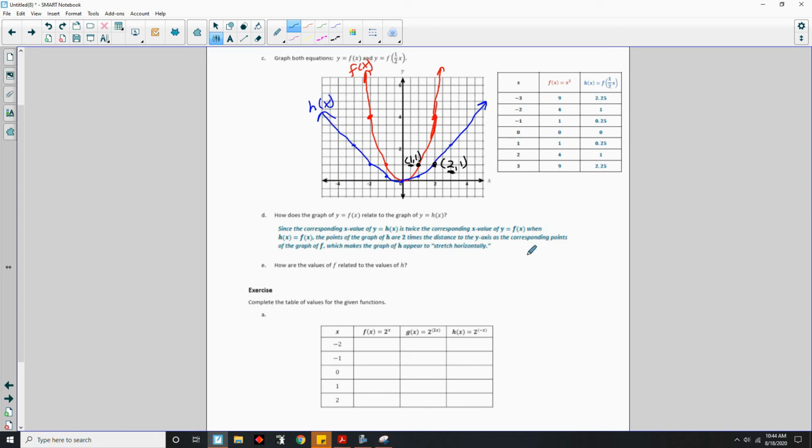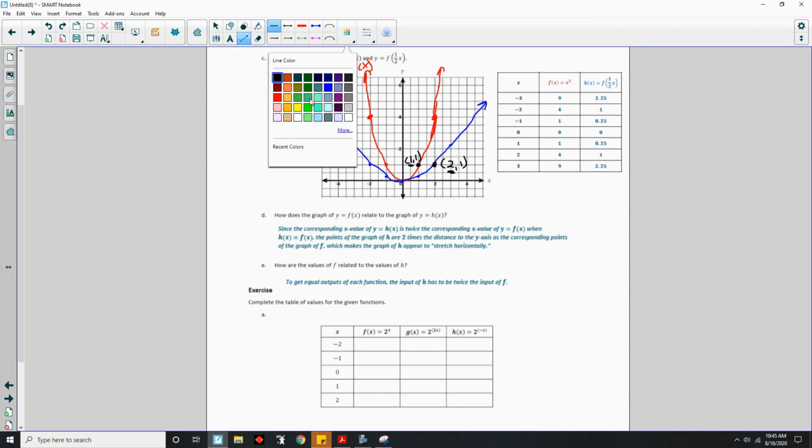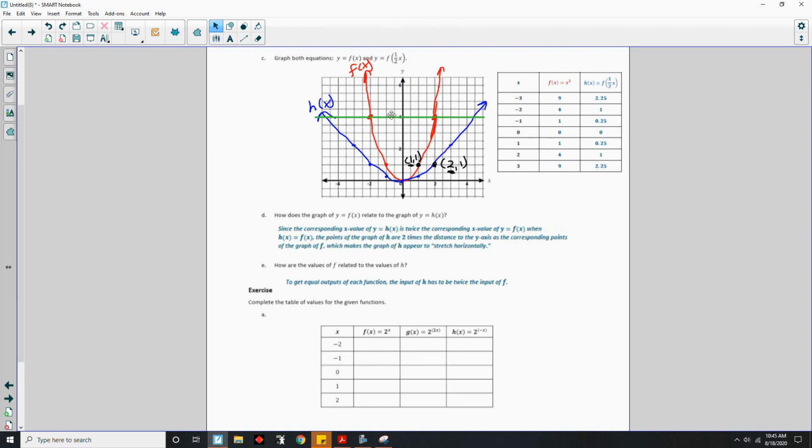E says, how are the values of f related to the value of h? Okay, to get equal outputs of each function, the input of h has to be twice the input of f. So in other words, looking at another point, if I want to get to the point 4, I will draw a horizontal line at 4. If I want to get to this value of the function, in f of x, I'm at 2. In h of x, I'm at 4.